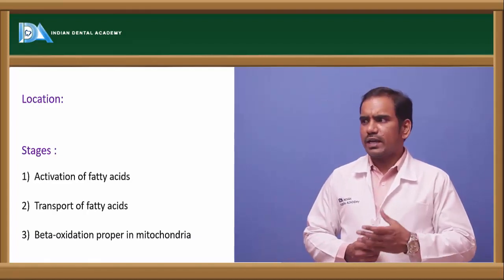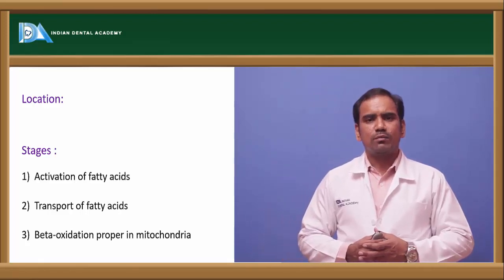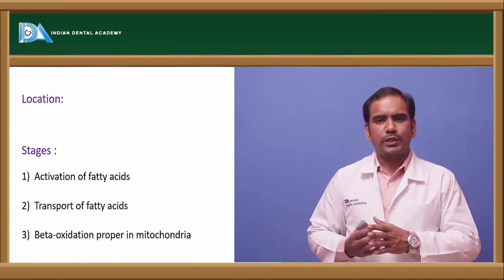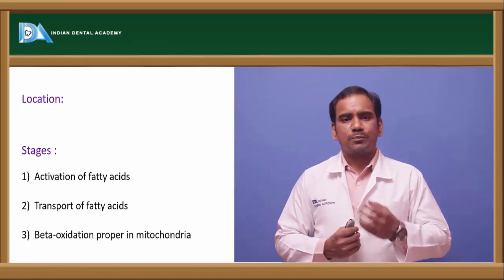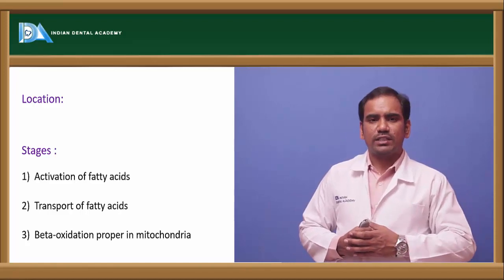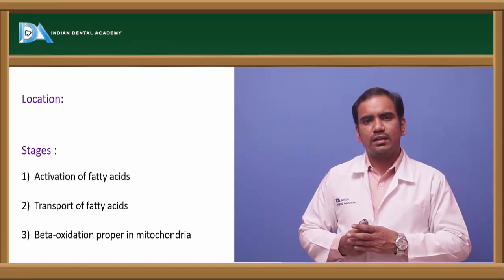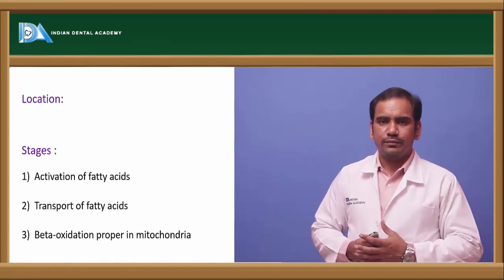Coming to the site where beta oxidation occurs, it occurs in both cytosol and mitochondria. The major part of the beta oxidation of fatty acids occurs in the mitochondria, whereas the activation occurs in the cytosol. There is only one reaction that occurs in the cytosol, and all the remaining reactions occur in the mitochondria.